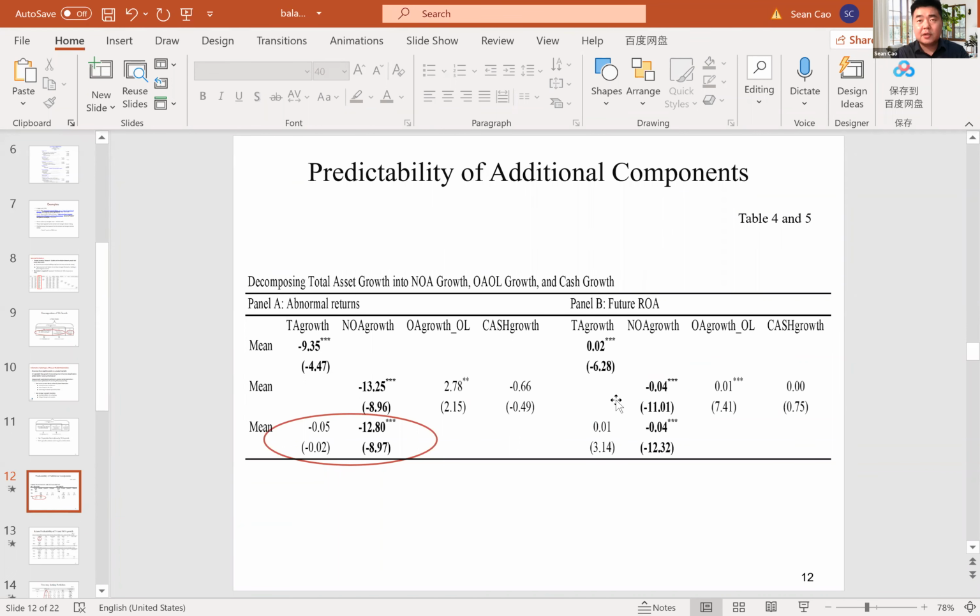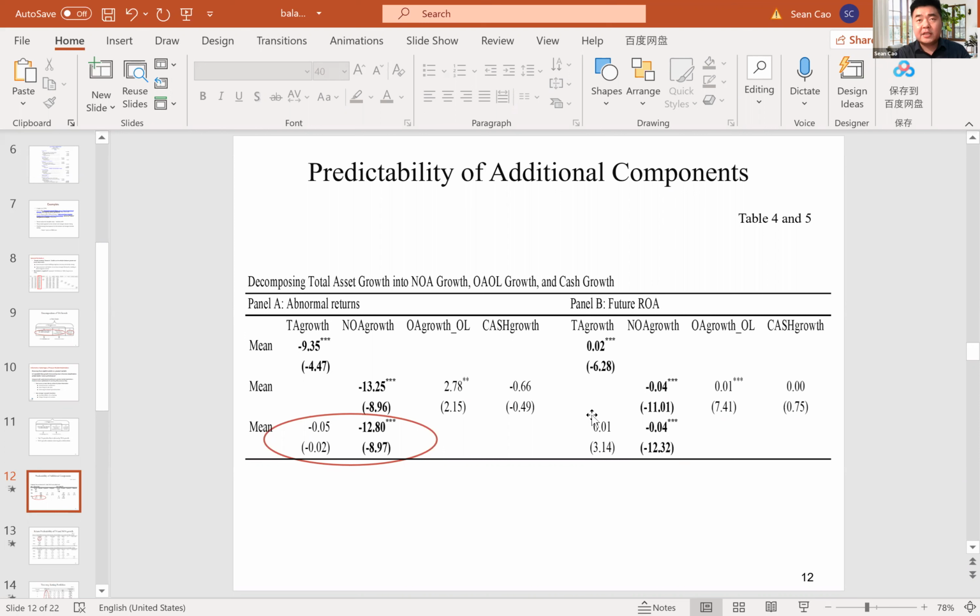It's a simple, easy project. You horse race the two variables together, and you find that only NOA growth loads; the TA growth does not load. That makes sense, because the TA growth contains good growth and bad growth, versus NOA growth is only the purely bad growth. So when you horse race the two variables together, only NOA growth loads. That means NOA growth is the actual bad growth that drives the negative returns.